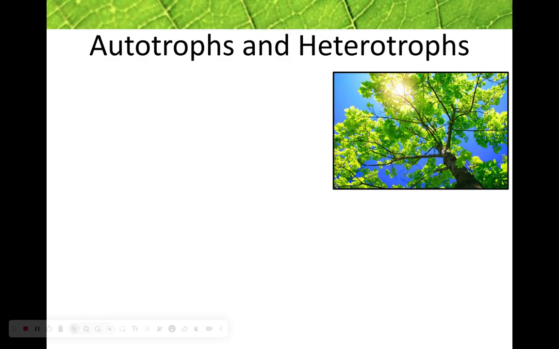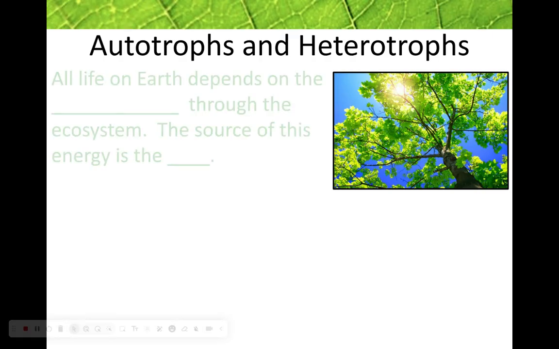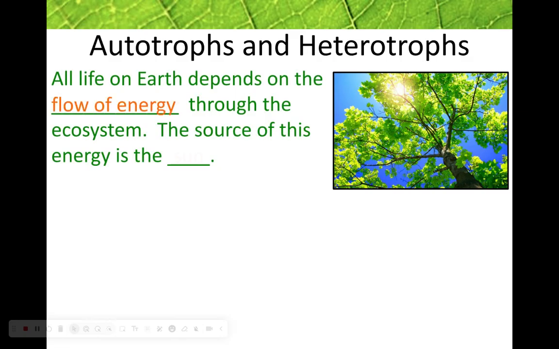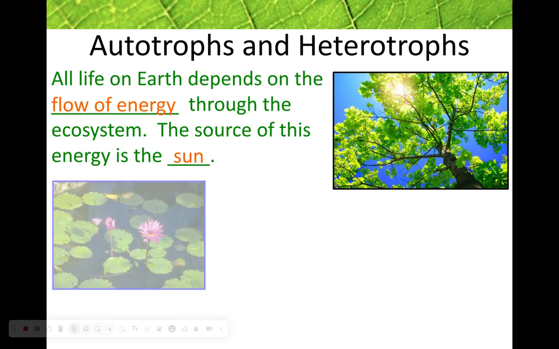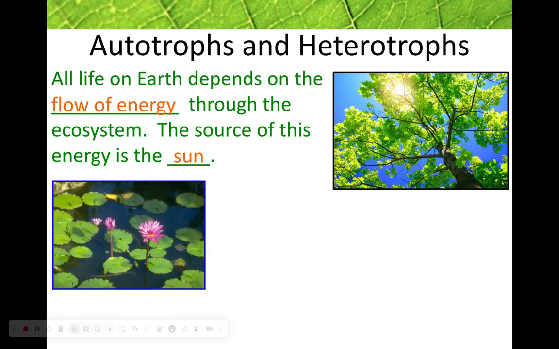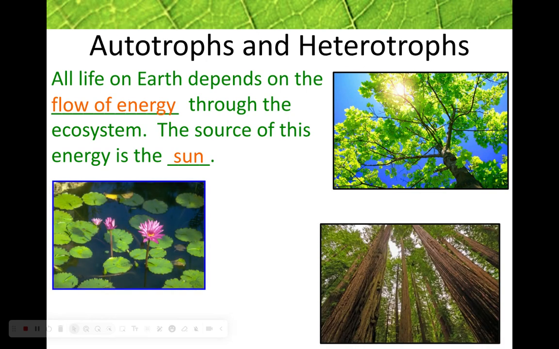Yesterday we covered ATP and how it is either released or stored in the form of usable or potential energy. Today we're going to discuss how all that ties into this whole process of photosynthesis and how autotrophs and heterotrophs can take advantage of this. Now, all life on Earth depends on the flow of energy through an ecosystem, and the ultimate source of that energy is going to be the sun.